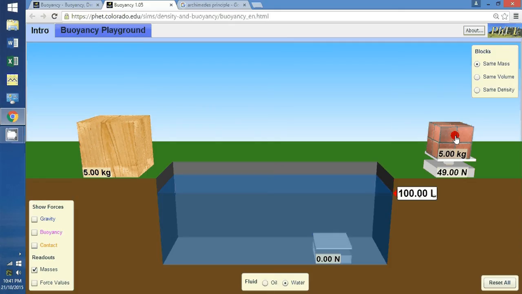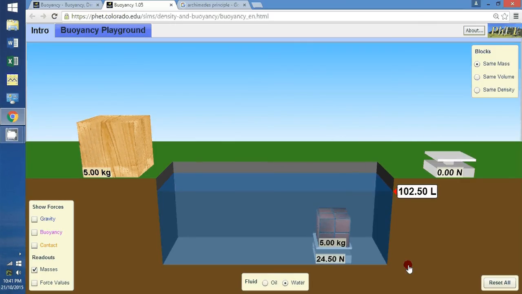So it's 5 kilograms multiplied by g, which is 49 Newton in the air. But when you weigh it in the water, it is actually only 24.5 Newton. So what happened there? You can show gravity and buoyancy as well. You've still got 49 Newton, but then you've got a buoyant force.